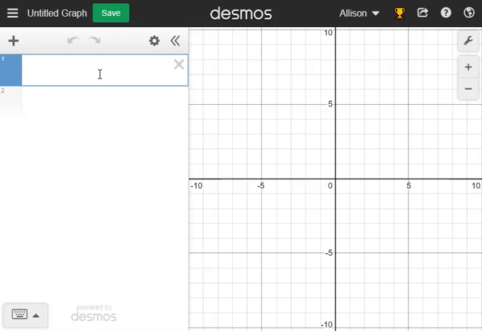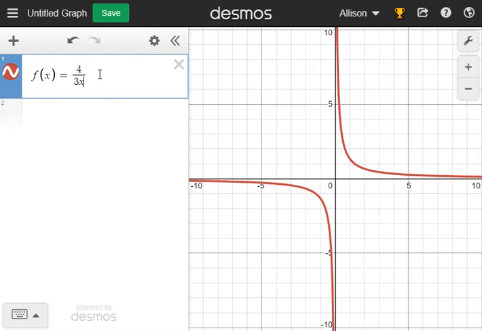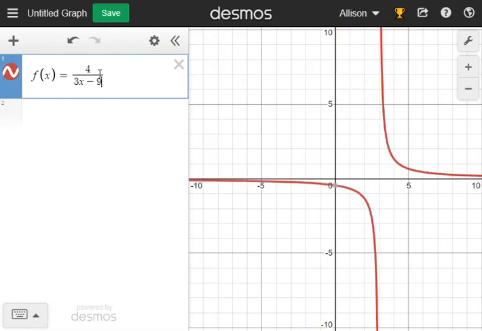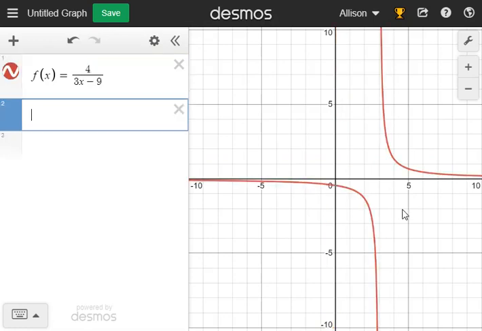I'm going to talk about horizontal and vertical asymptotes of some rational functions. So I'm going to make up, say, 4 over 3x minus 9 as my first rational function. Vertical asymptote is my first goal. I want to figure out what the vertical divider is in this function.